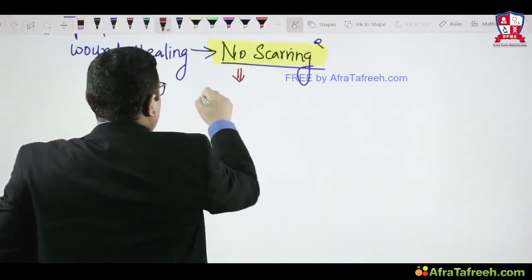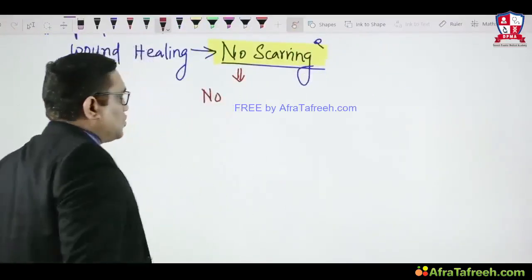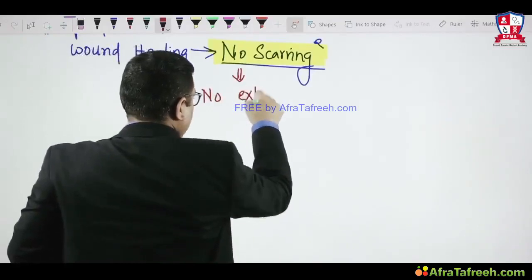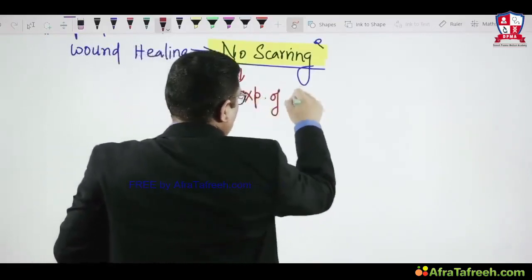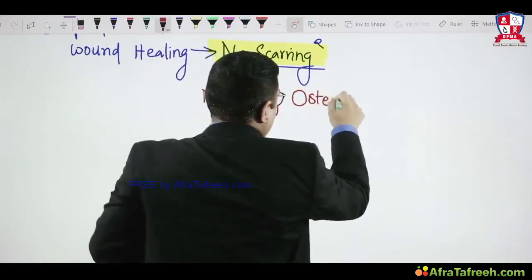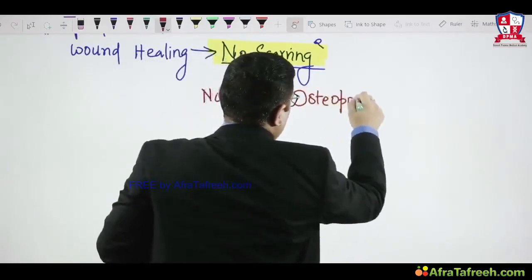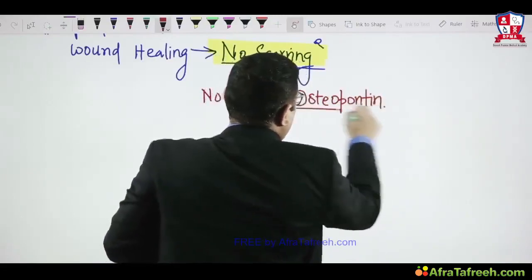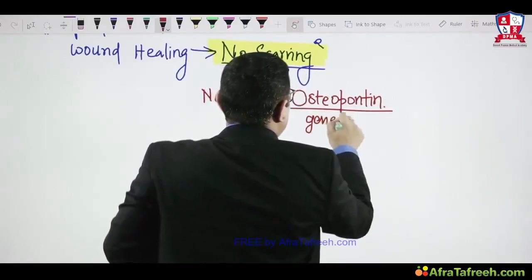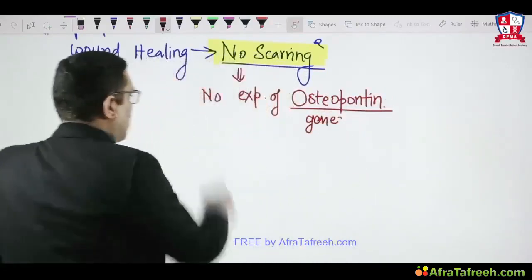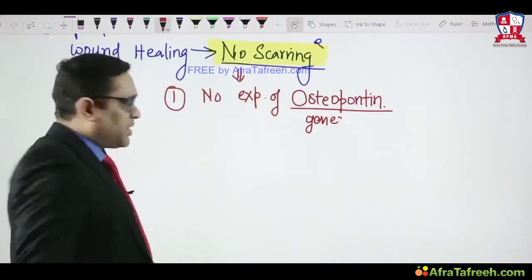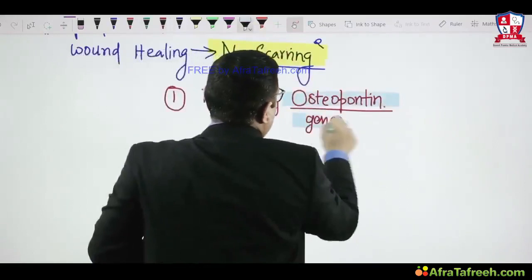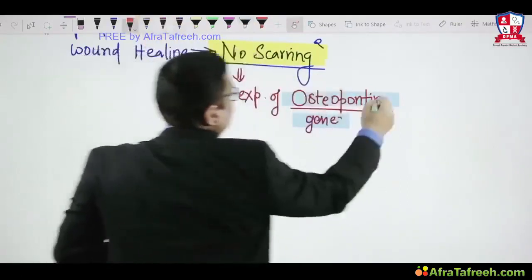Because there is no expression of the osteopontin gene. The osteopontin gene is required for fibrosis, and it is not expressed in fetuses. So this is reason number one: no expression of the osteopontin gene. Just keep that in mind, it could be a future question.